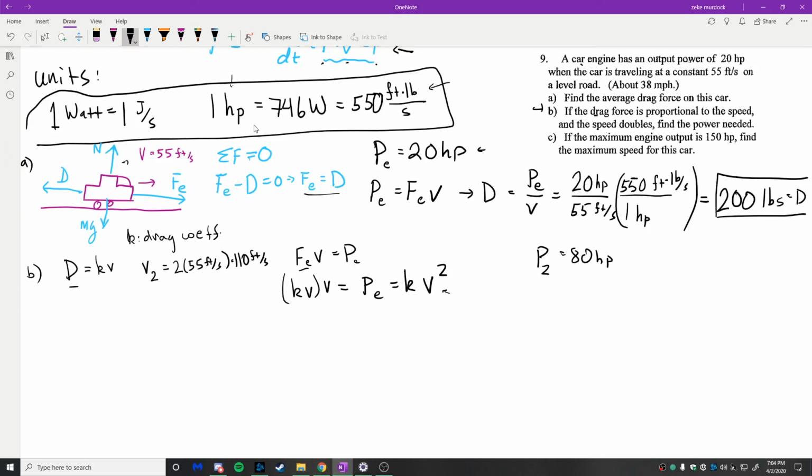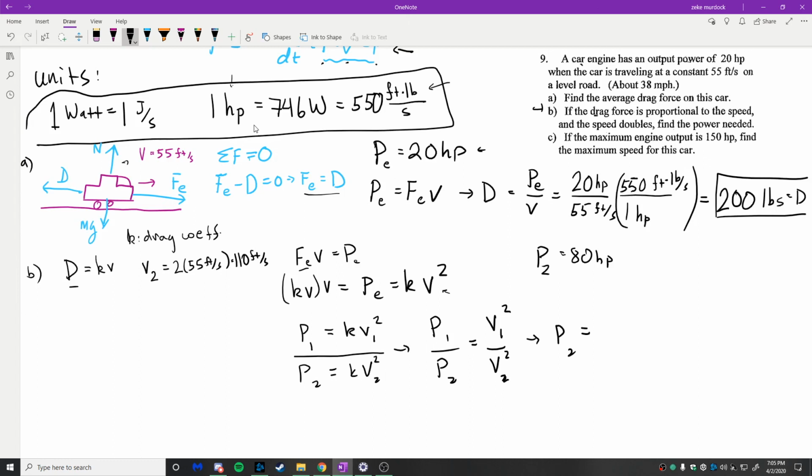Call it power 2. How can we see that? Well, if I know the power at one point in time, and I say that it's equal to K times the velocity squared at that point in time, and I divide this by the power at another point in time, then I get a ratio that tells me that P1 over P2 should be equal to V1 squared over V2 squared. Right? And now if we want to solve for power 2, we'll get that P2 should be equal to P1 multiplied by V2 squared over V1 squared. But since V2 is double V1, this is just equal to 4 times power 1.